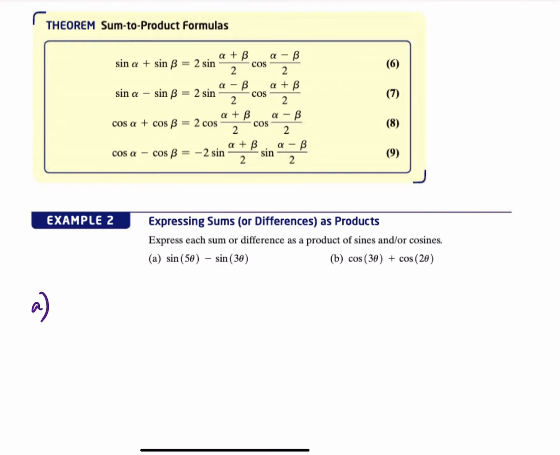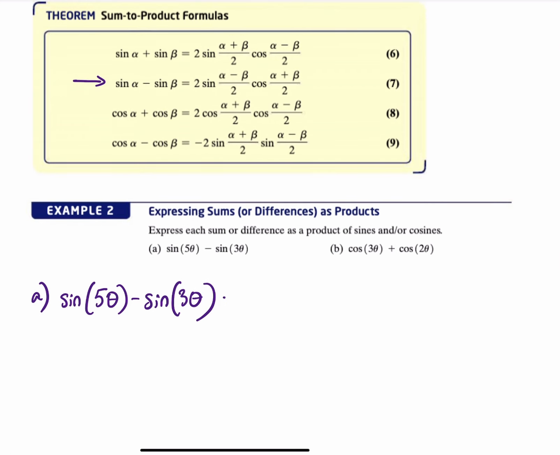So part A gives us the sine of 5 theta minus the sine of 3 theta. And it wants us to express each sum or difference as a product of sines and/or cosines. So we have the difference of two sines. Let's use this second formula. So just following what's written here, this should be 2 times the sine of, and inside the sine, we have a fraction where we have the difference of the angles. So 5 theta minus 3 theta, and this is over 2.